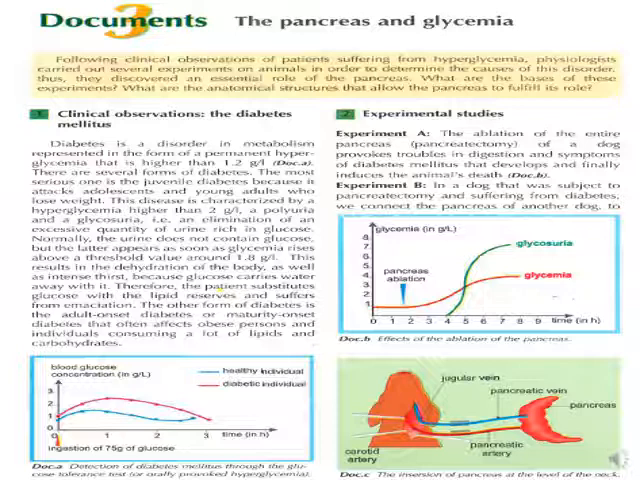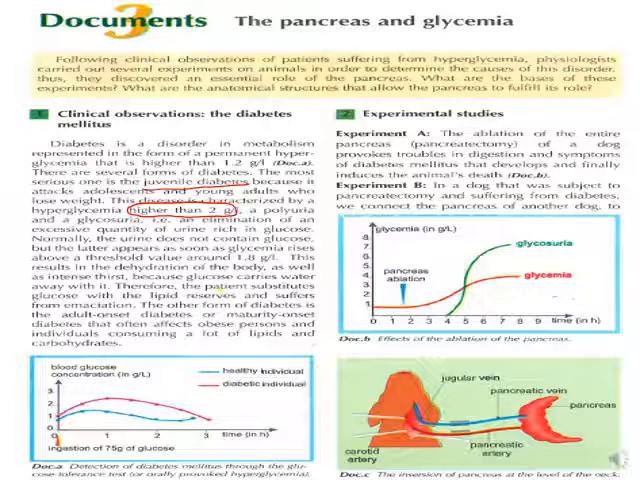This disease is characterized by hyperglycemia greater than 1. This is the first one, juvenile diabetes, affecting the adolescents and young adults, and it's greater than 2.2 gram per liter. A polyuria and a glucosuria, an elimination of excessive quantity of urine rich in glucose. Normally, the urine doesn't contain glucose, but the latter appears as soon as glycemia rises above a threshold value around 1.8 gram per liter.